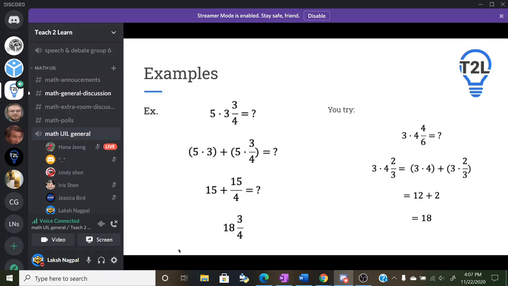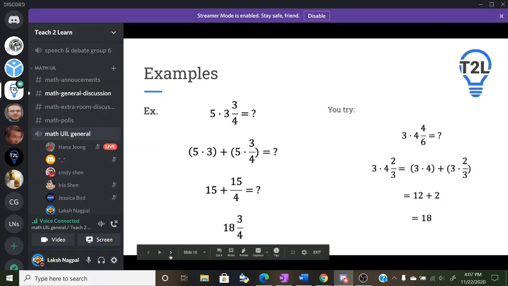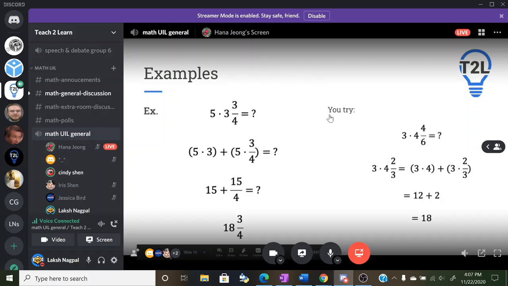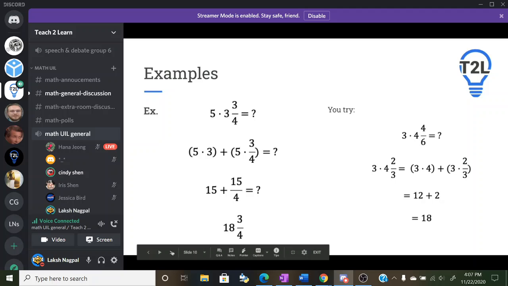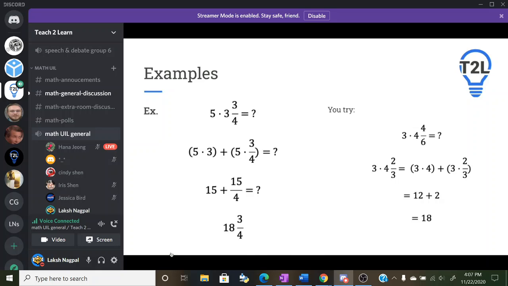Wait, what? Oh yeah, I think that was supposed to be the you-try one, but we forgot to add transitions to it. So that's our bad. But if you guys have any questions on this topic, let us know. And I think the final answer is supposed to be 14, not 18. Okay, yeah, that might have been a mistake then.